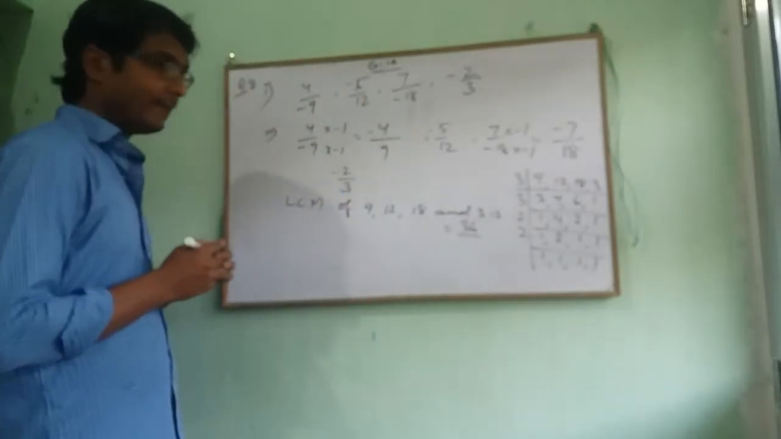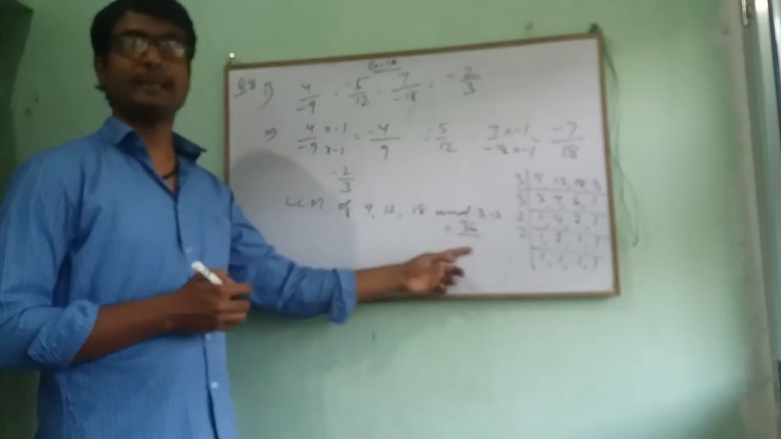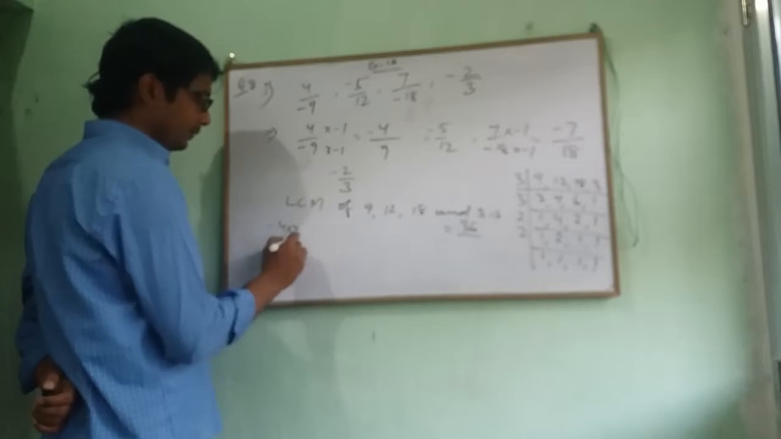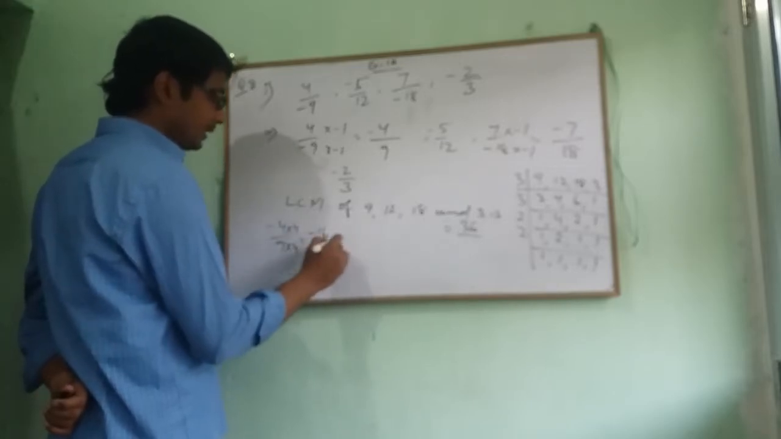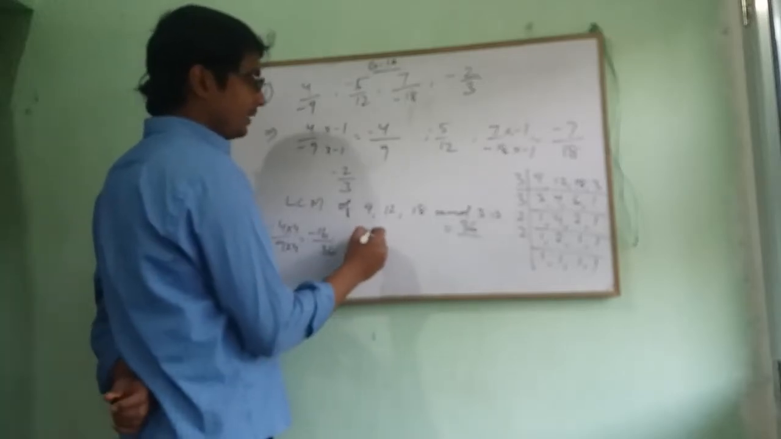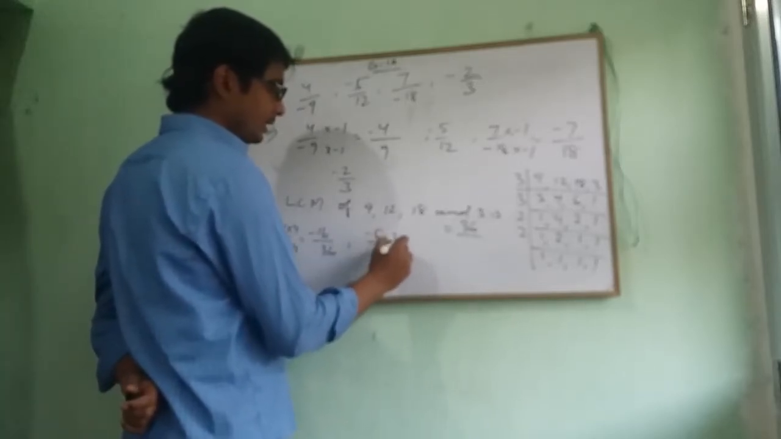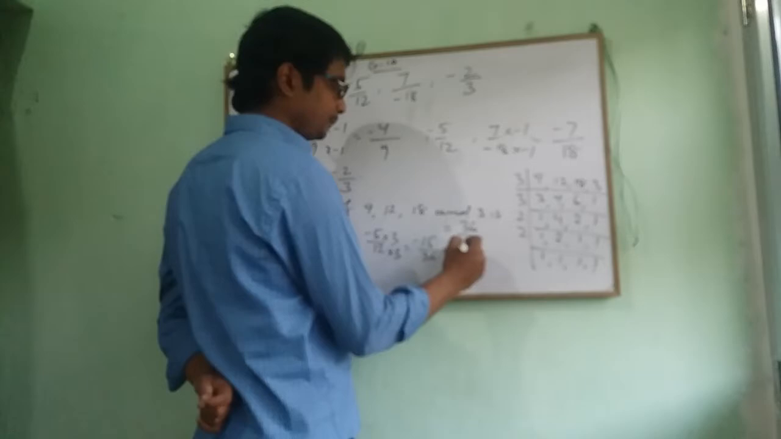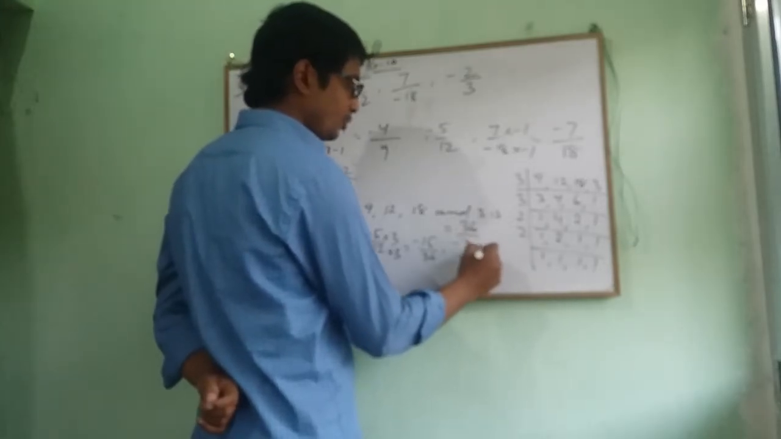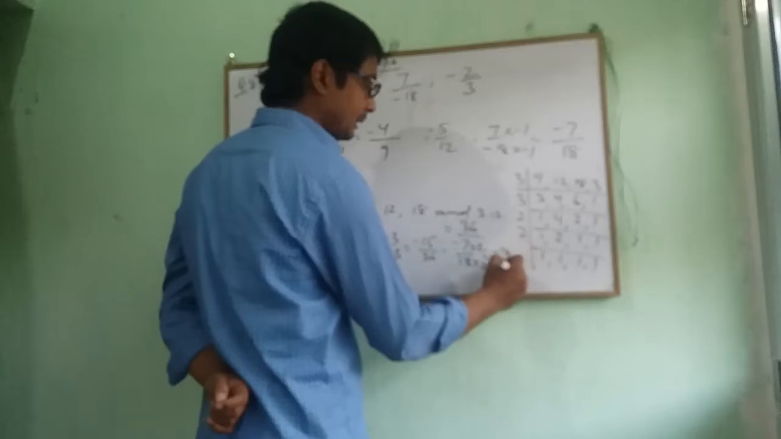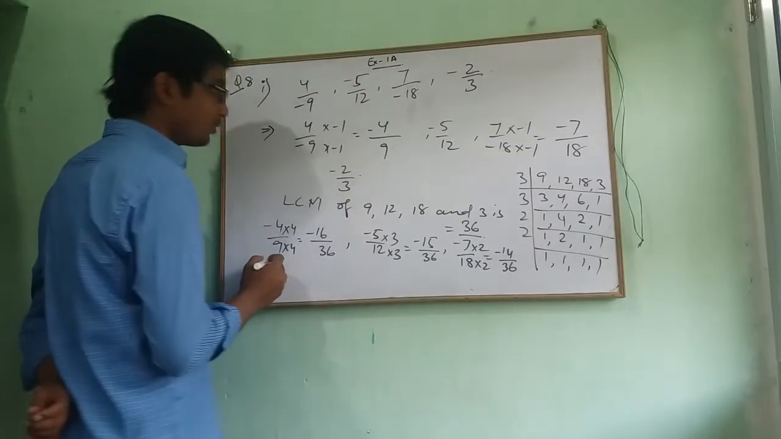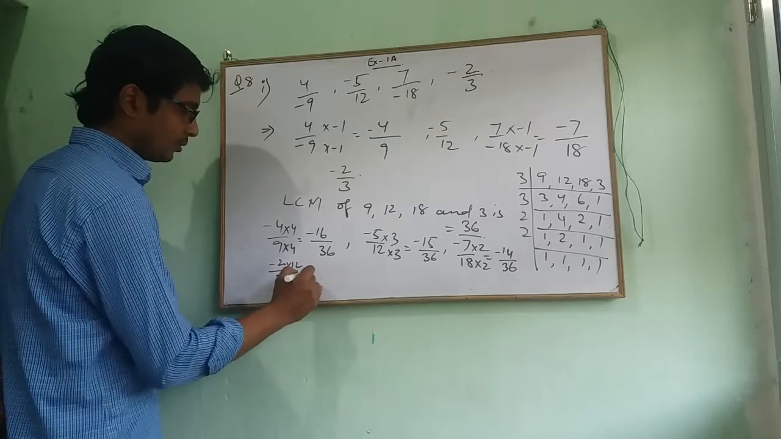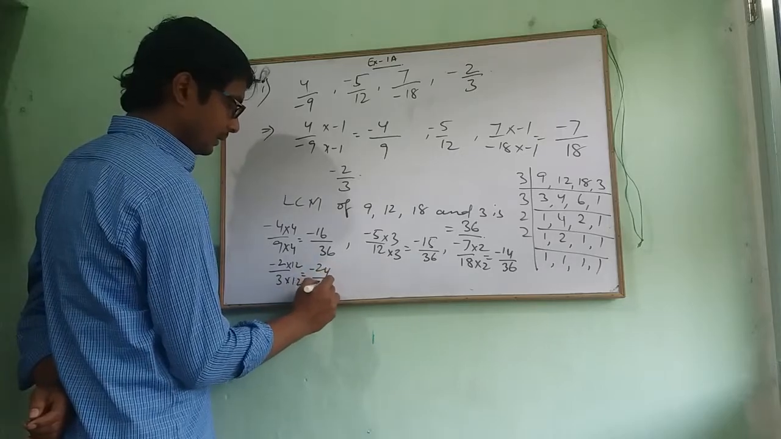So what I will do, I will make each and every denominator equal to my LCM, that is 36. So I will multiply minus 4 by 9 by 4, so it becomes minus 16 by 36. Then I will multiply minus 5 by 12 by 3, it becomes minus 15 by 36. I will multiply minus 7 by 18 by 2, it becomes minus 14 by 36. And last one, I will multiply minus 2 by 3 by 12, so it becomes minus 24 by 36.